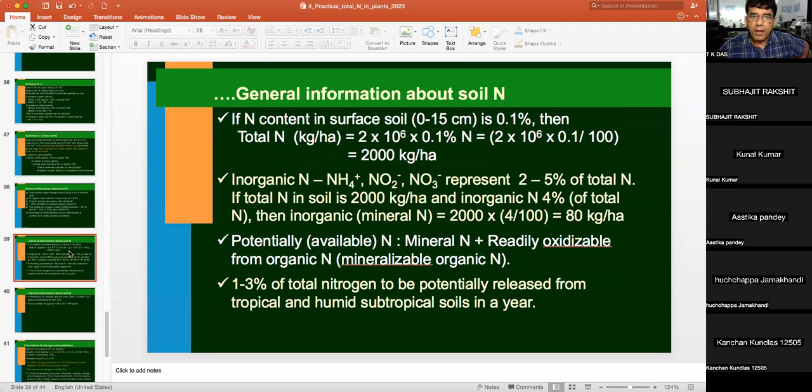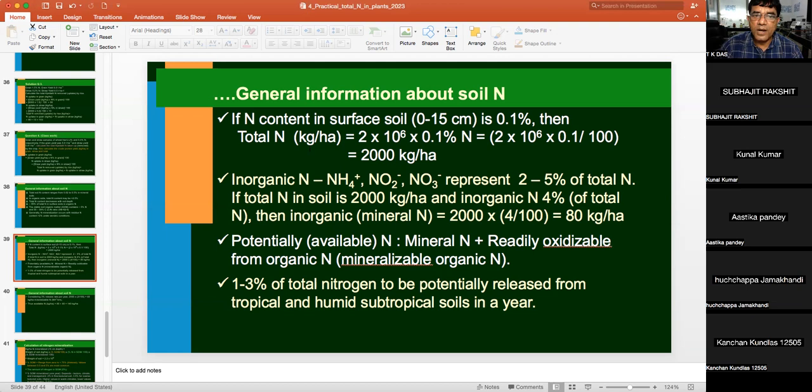Now, general information about soil nitrogen. If nitrogen content in surface soil, 0 to 15 centimeters, is 0.1%. See it critically, see it more carefully. If somebody is giving you 0.1% nitrogen in surface soil 0 to 15 centimeters, then how can I calculate how much nitrogen is there in quantitative terms?